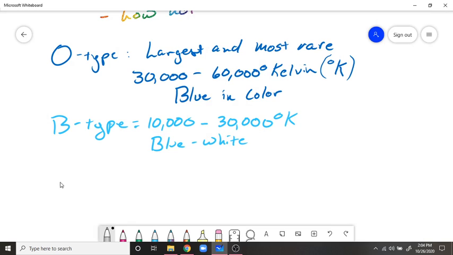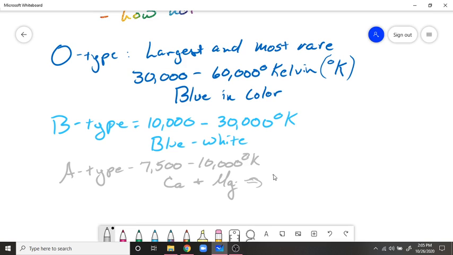After the B-type, we have the A-type. A-type stars range from 7,500 to 10,000 degrees Kelvin. And A-type stars are where we begin to see a few other elements. We have calcium and magnesium present in the stars, in addition to helium and hydrogen. And these stars are white.